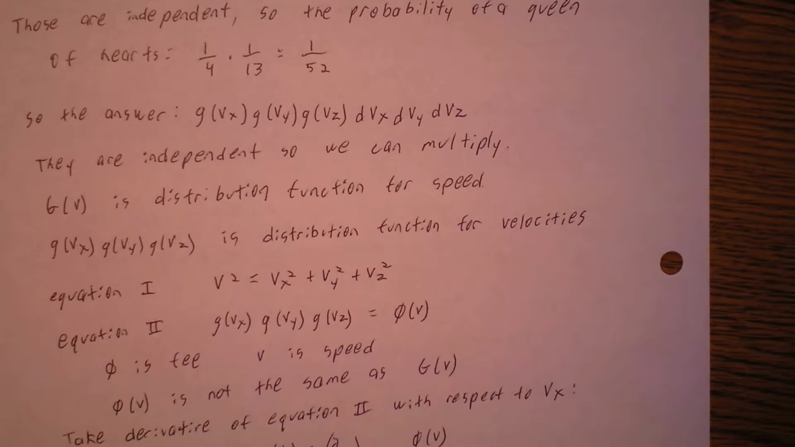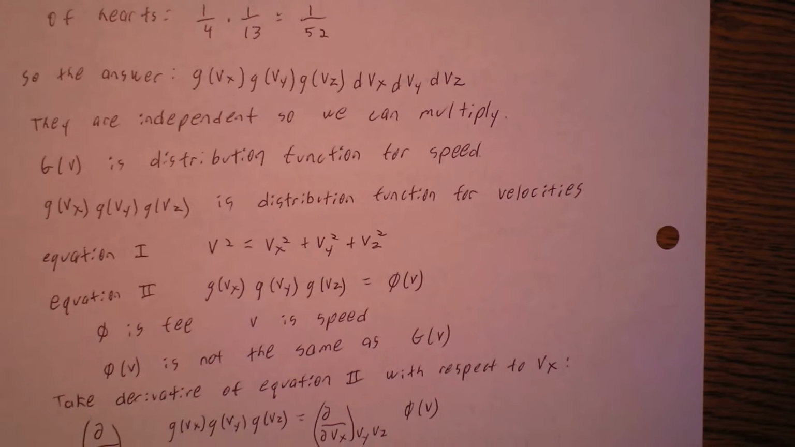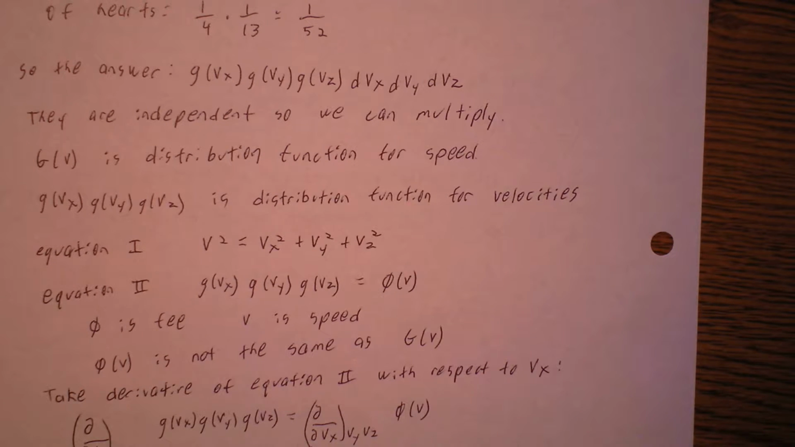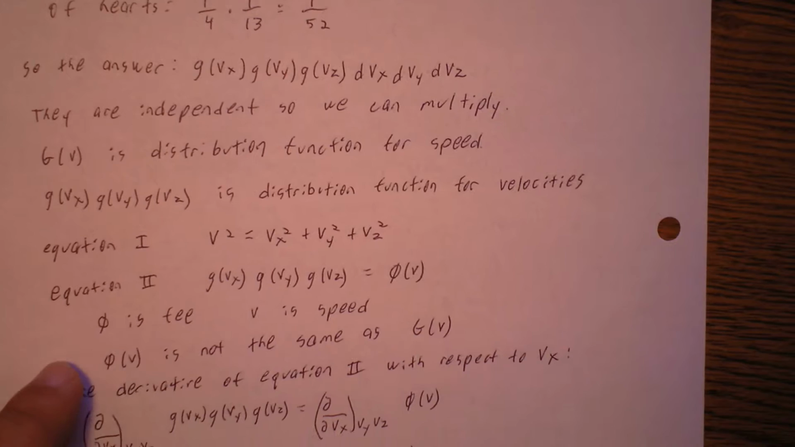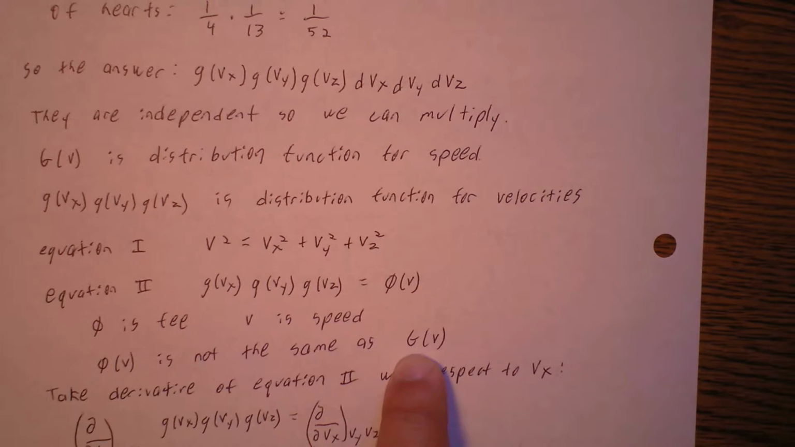So equation 1, we're going to say the speed squared is going to be the x component of the speed squared plus the y component of the speed squared plus the z component of the speed squared. And then equation 2, we're going to say this g function of the x component of velocity times the g function of the y component of velocity times the g function of the z component of velocity. We're going to call that phi of the velocity, or phi. So phi of v, that's a lowercase v for speed. So remember, this phi of v is not the same as our g function yet.